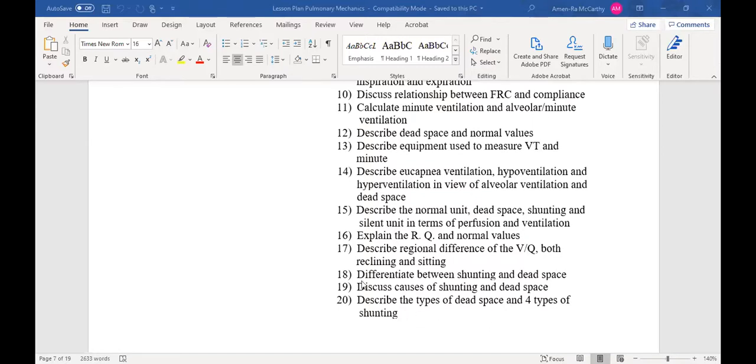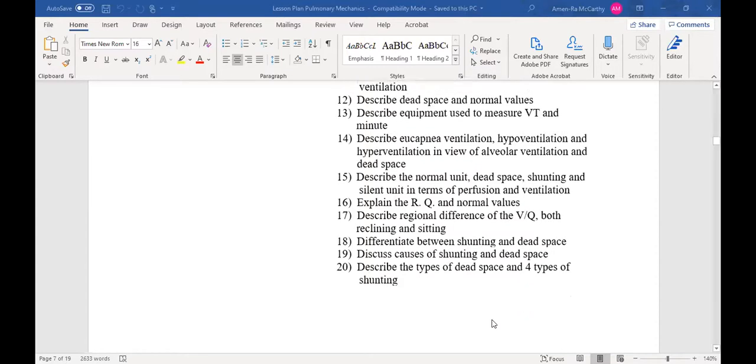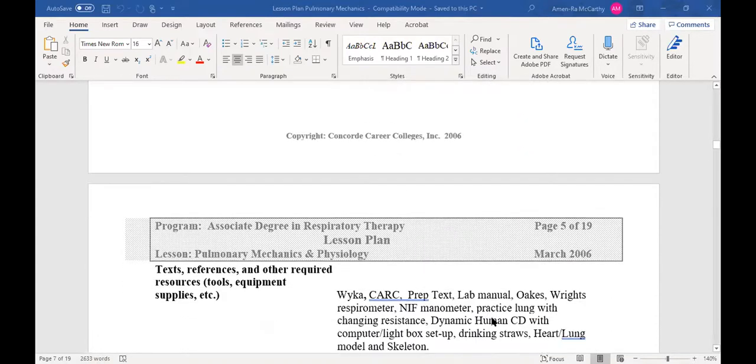All right, number 18, differentiate between shunting and dead space. We just did that. Discuss the causes of shunting and dead space. And finally, describe the types of dead space and types of shunting. There's 4 types of dead space. There's 4 types of shunts. Again, it's a lot of information, guys, and it all boils down to what you've learned. You got to be able to bring back what you've learned.